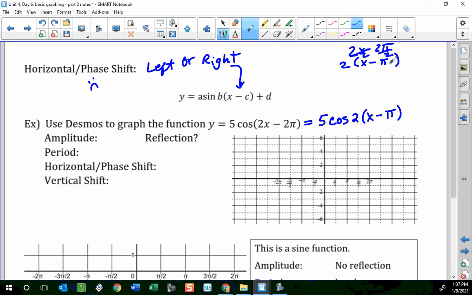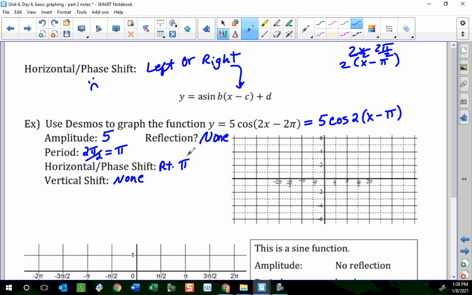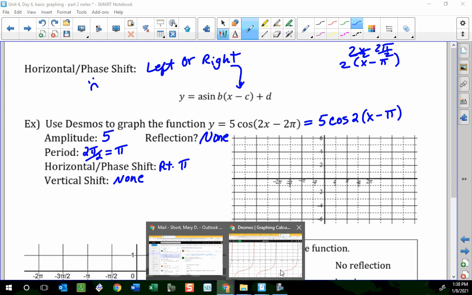So here we go. Amplitude, 5. Reflection, nope, there's no negative, so put none. Vertical shift, nope, there's no plus or minus on the end, so there is none. Period: a period is 2 pi divided by the b value. The b value is 2, so 2 pi divided by 2 is pi. And the horizontal or phase shift is right here. It's moving to the right by pi units, so I'll put right pi. You just have to break that down, and then the rest of it is literally off Desmos.